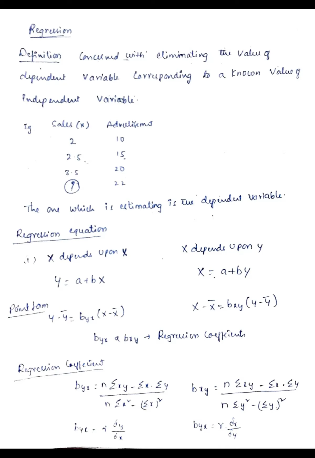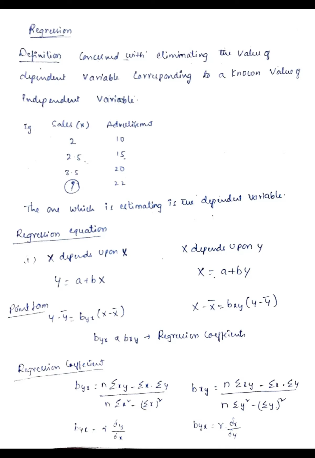I already told you about estimating the value of the dependent variable. That can be expressed in this general form of regression equation. For expressing these general forms, we have to find out the point form. Definitely, for expressing this kind of regression, initially we have to find out these point forms.